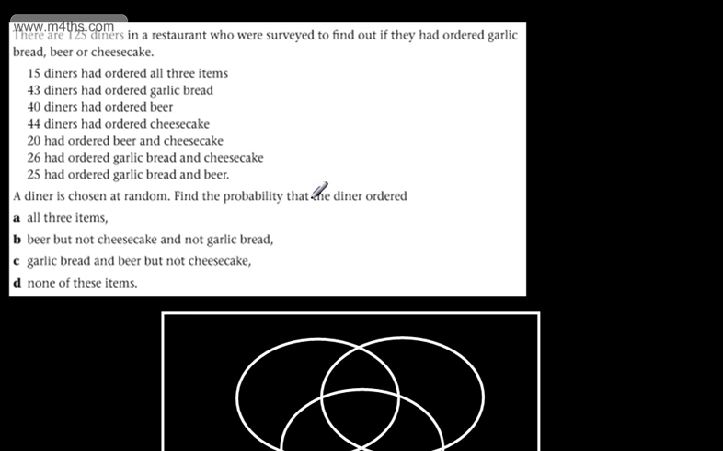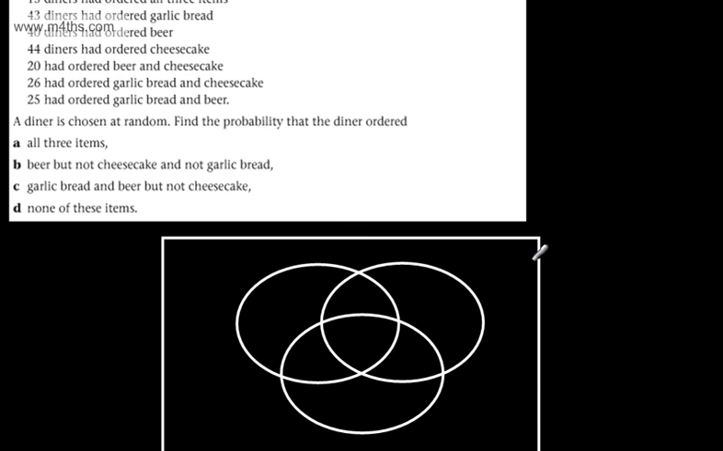Find the probability that the diner ordered A, all three items, B, beer but not cheesecake and not garlic bread, C, garlic bread and beer but not cheesecake, and D, none of these items. So let's go ahead and label these.